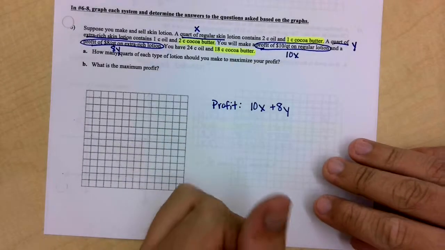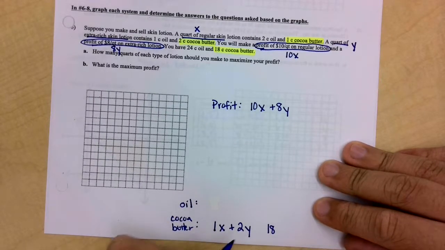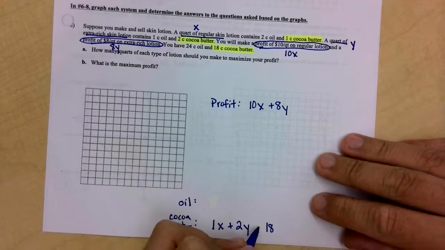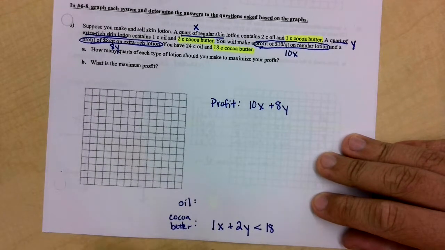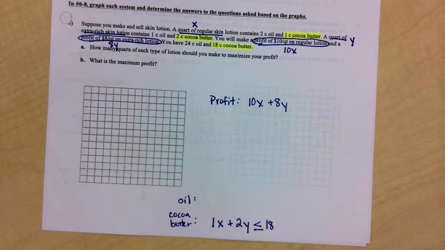What I know is that the total I have is 18. Now if I'm limited to it, that means it's the most I can use. I could use less than 18 and be fine. I could also equal and use up all 18 and still be good.